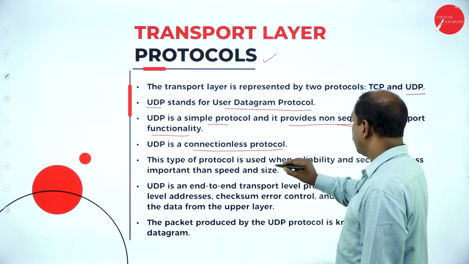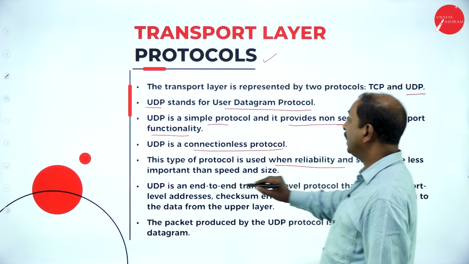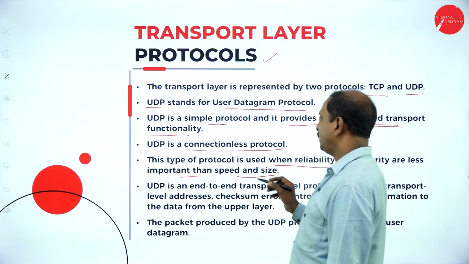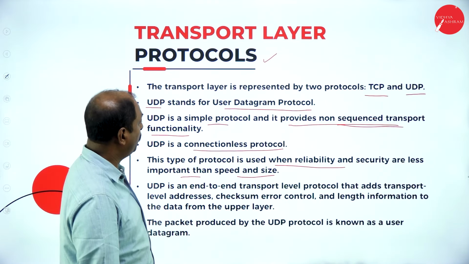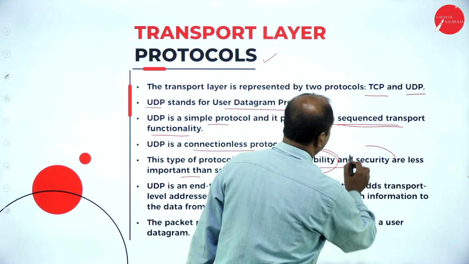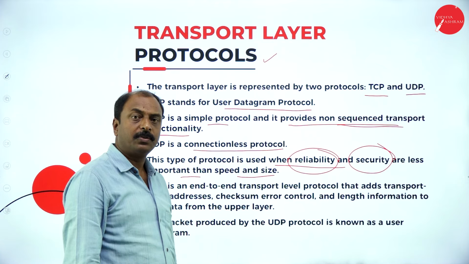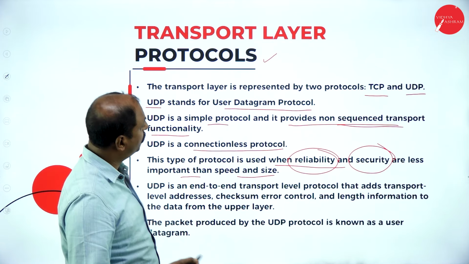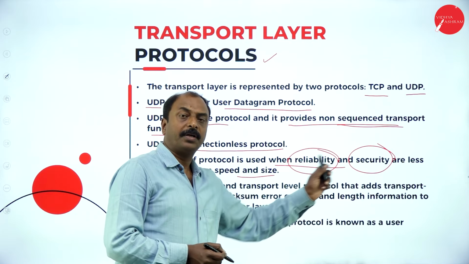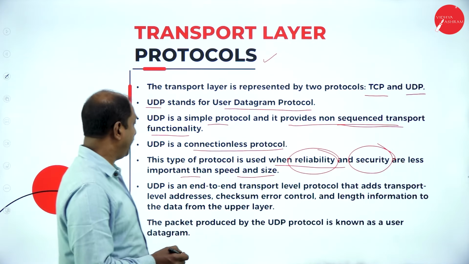It is used when reliability and security are less important than speed and size. As it is a connectionless service, obviously we cannot rely on it, and security is very low compared with a connection-oriented protocol. So one of its properties is that it is not reliable, and security is very low.